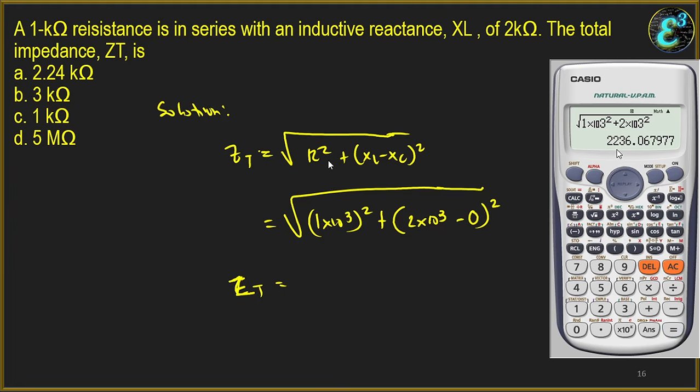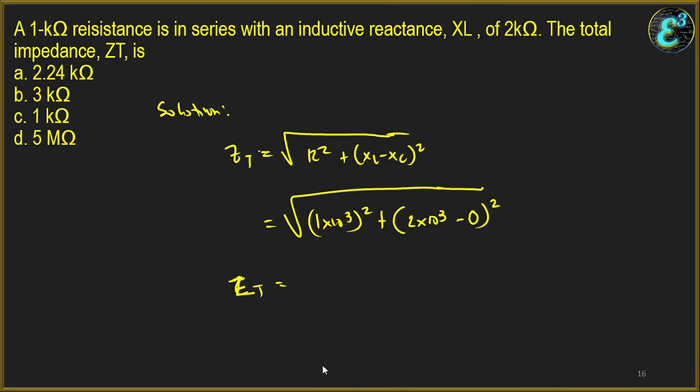So it is 2.24. It's 2.24 times 10 to the power of 3 ohms, or 2.24 kilo ohms, which is letter A.